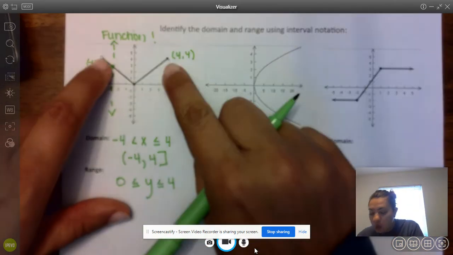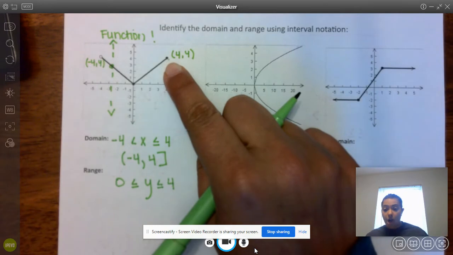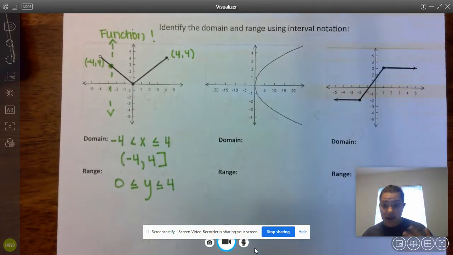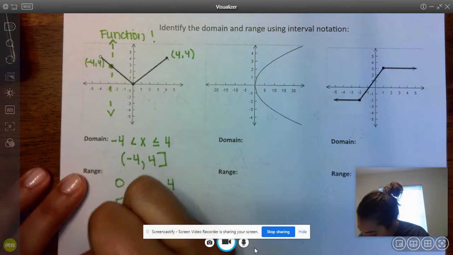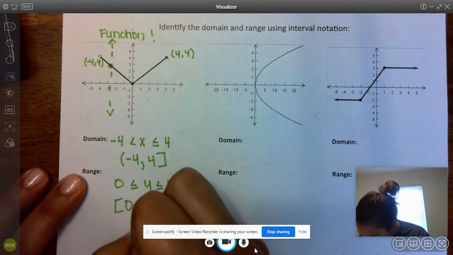Now, if they had both been open circles, then no, that would not have been okay, and we would have had to use just the less than sign. So our interval notation would be [0, 4].